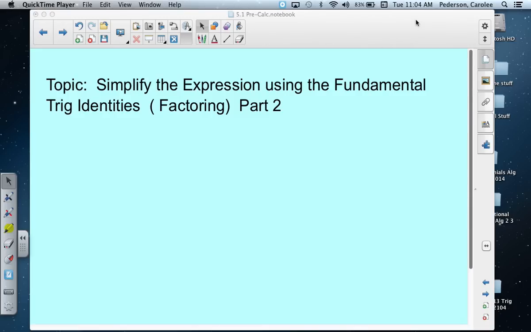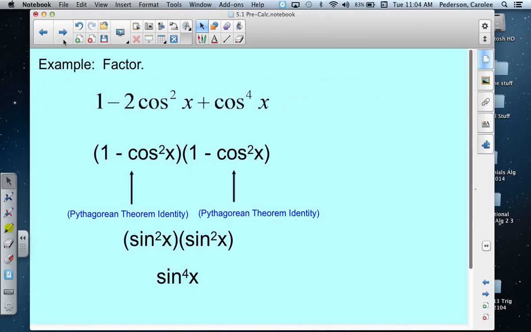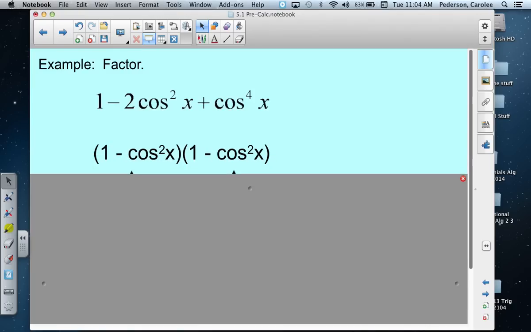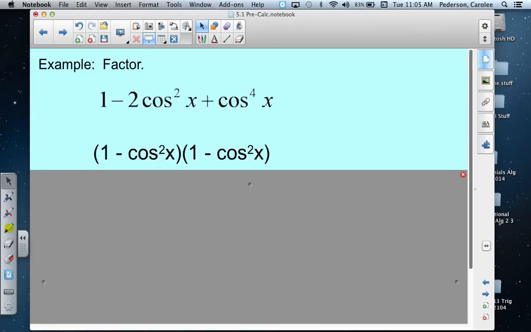Here's part 2 of simplifying trig expressions with factoring. This first example, I've laid it out for you, so I'm just going to go ahead and hide it underneath there. 1 minus 2 cosine squared of x plus cosine to the fourth of x. What you can do is you can rewrite it again. Sometimes using guessing and checking is a way where you're trying to figure out 1 times 1 is 1, and then cosine to the fourth of x is cosine squared of x.